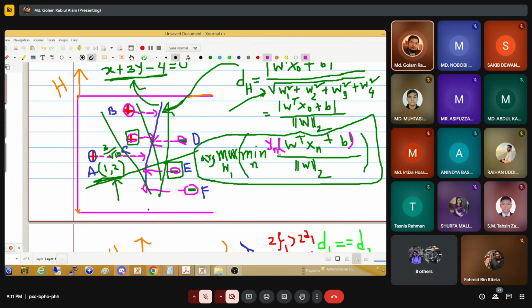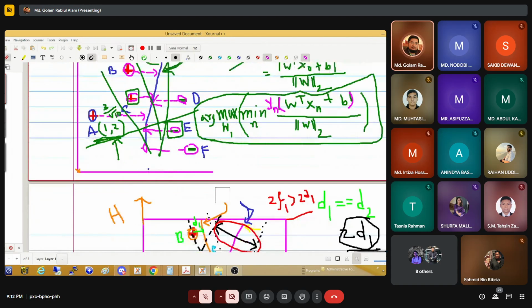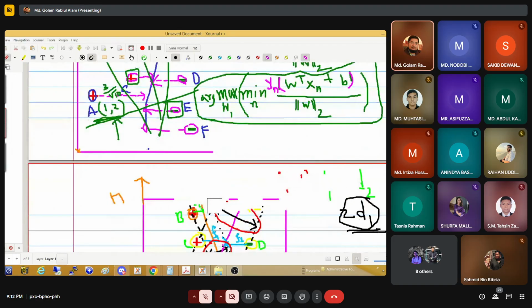So now this is actually our objective function. So now what we want to do, we want to write this one as a problem of optimization function, and how to find out that optimization function.